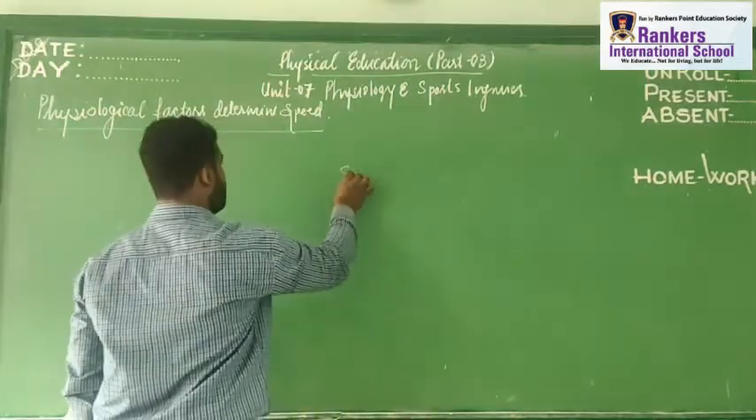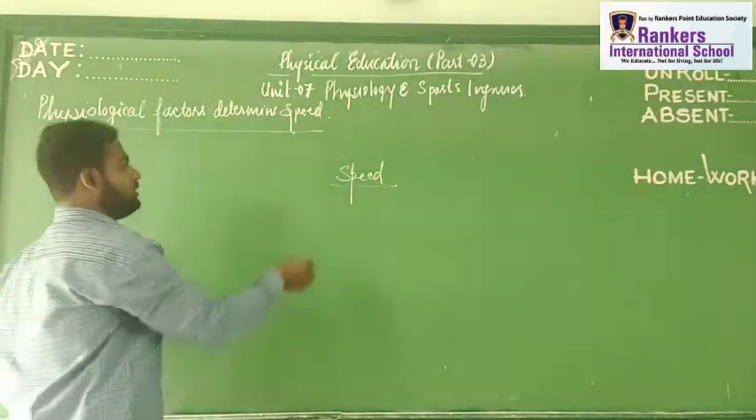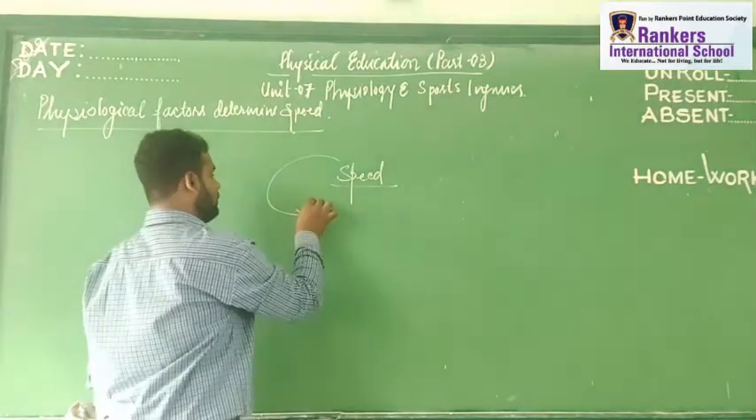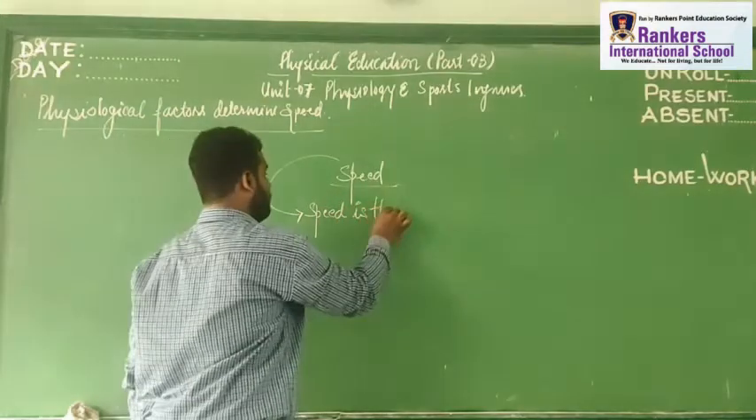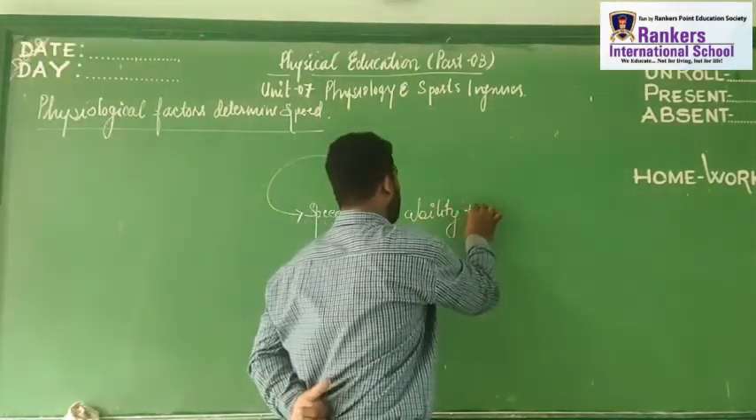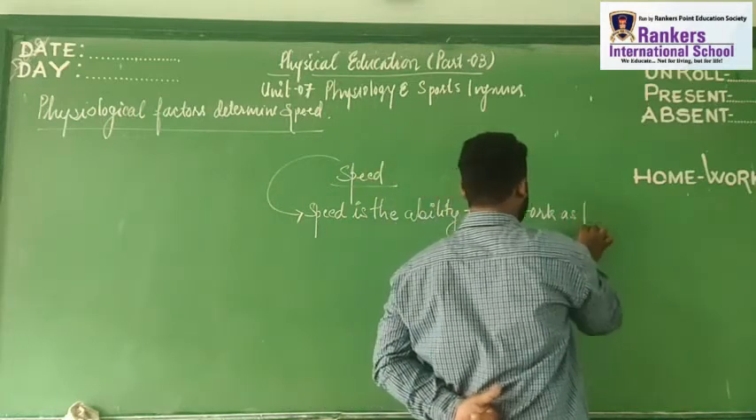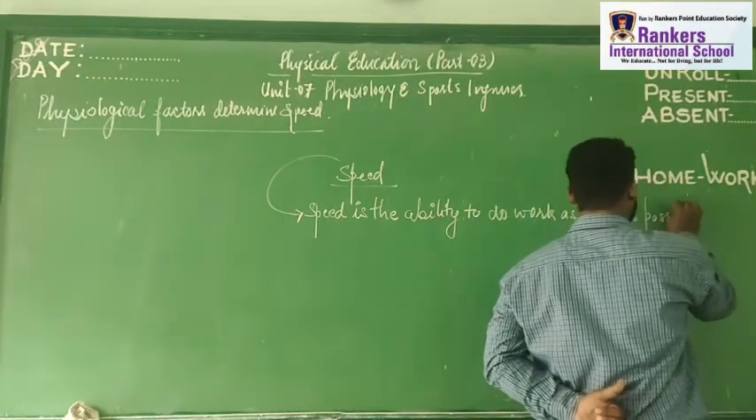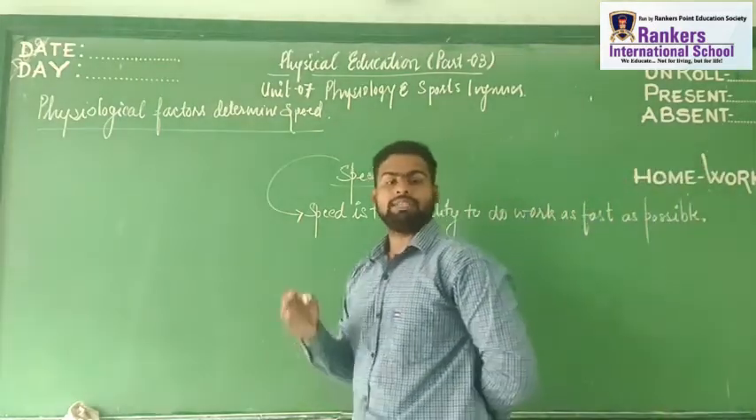So speed. Right? The first thing is speed. What is speed? First we need to know. Speed is the ability to do work as fast as possible. Right? So speed is the ability to do work as fast as possible.